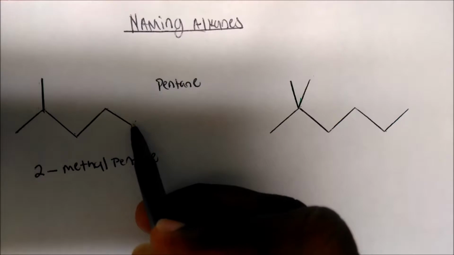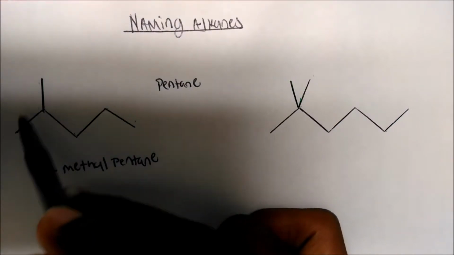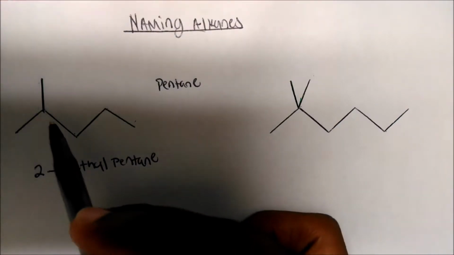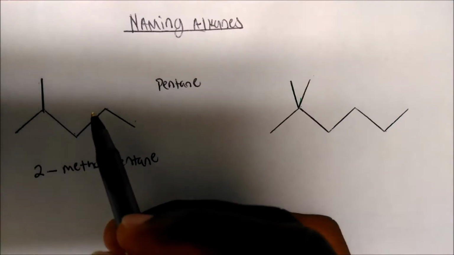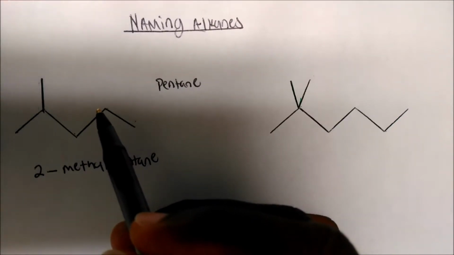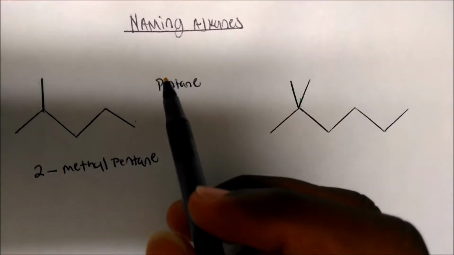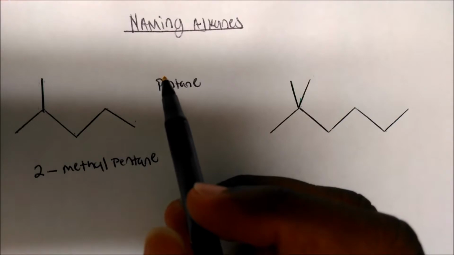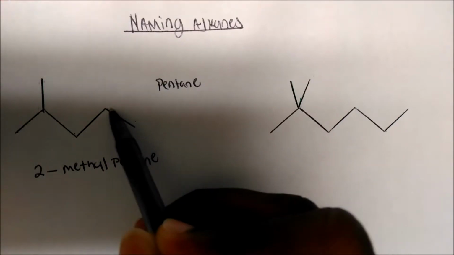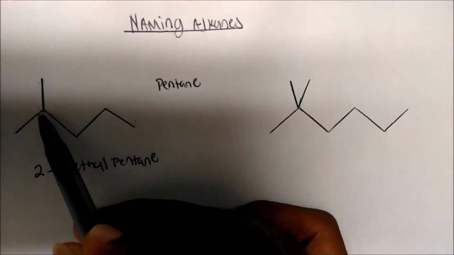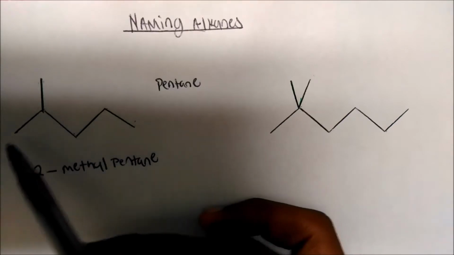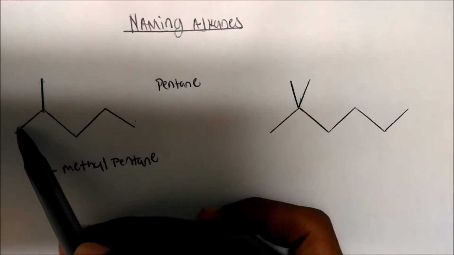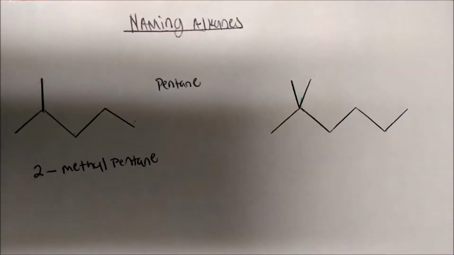Now, just a quick reference here. I could have started here and gone 1, 2, 3, 4, 5. But you always want to start from the branch. You always want to start counting from where you have the closest branch point, where you have the closest substituent branched off the carbon chain. So here, 1, 2, 3, 4. The substituent doesn't come until carbon 4. Here, the substituent came at carbon 2. So just keep that in mind.